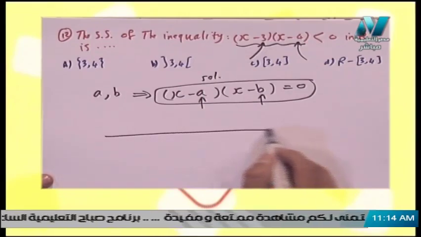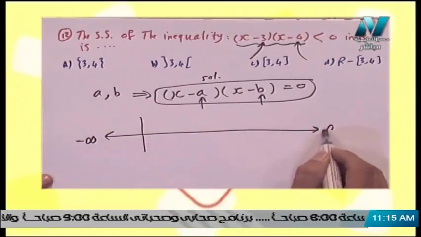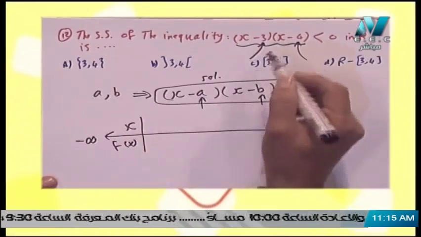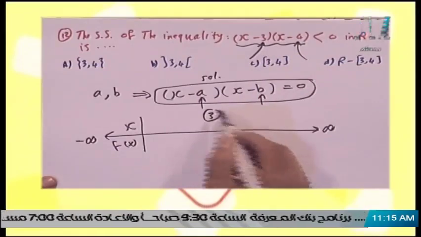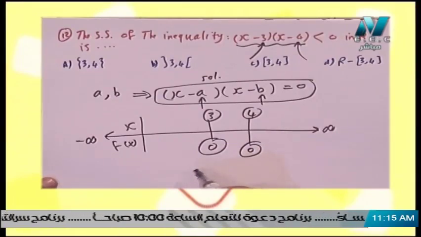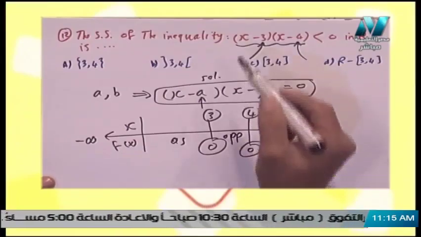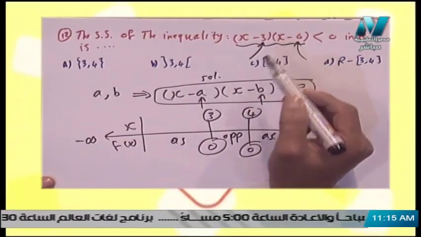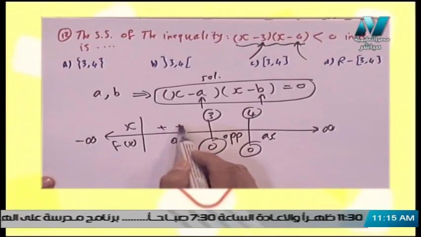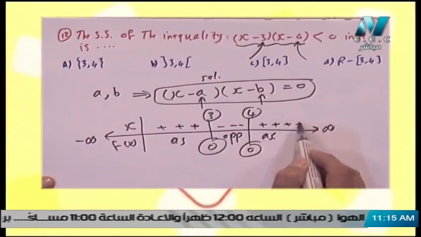We will start to draw number line from negative infinity to infinity. This is x and f of x. We have here the two roots 3 and 4, so put 3 here and 4 here. We have 0, and it will be as opposite as we know, as what? X multiply x here, x equal x power 2, and its coefficient is 1, and 1 is positive. So as means positive, opposite means negative, as means another positive.